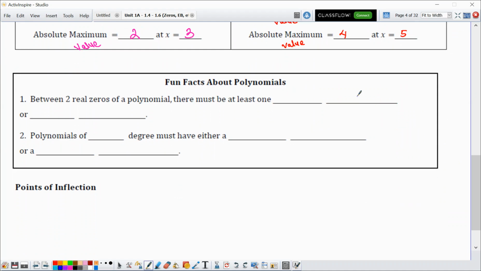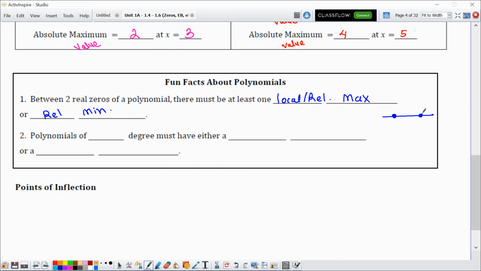Now, fun facts about polynomials. It's a common sense part, not really a fact, but later on we will put this as a theorem in calculus: between two real zeros of a polynomial there must be at least one local or relative maximum or relative minimum. So you don't have to memorize it, and let's talk about why.